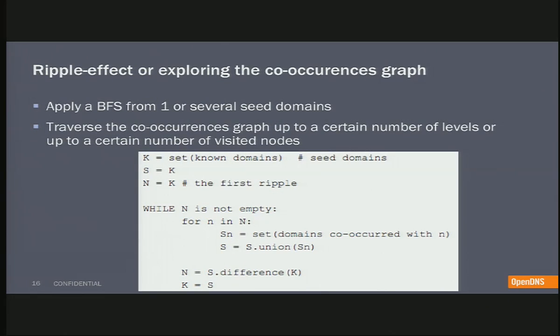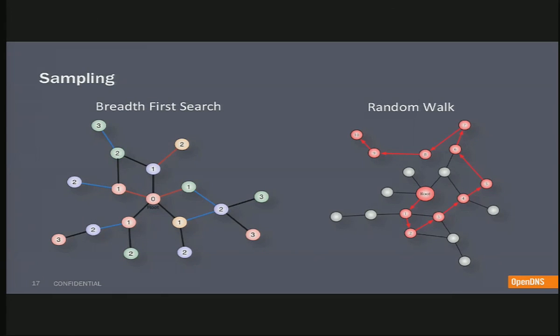Now, the way we explore this co-occurrence graph is pretty simple. We call it the ripple effect, just for a nice name, but it's basically a BFS that goes from a seed of domains, and then it goes either multiple levels or it just stops after a number of visited domains. Now let's take a look at a visual representation of what a BFS and different sampling techniques mean.